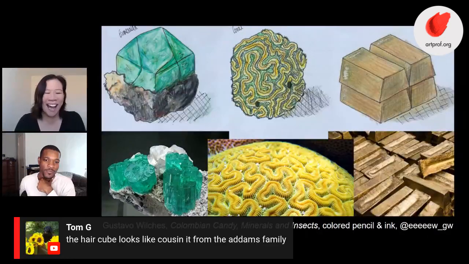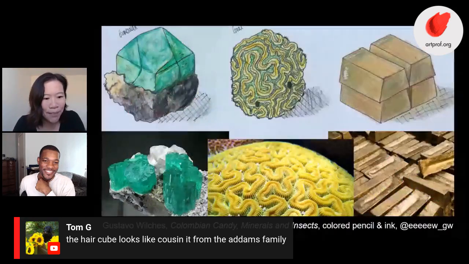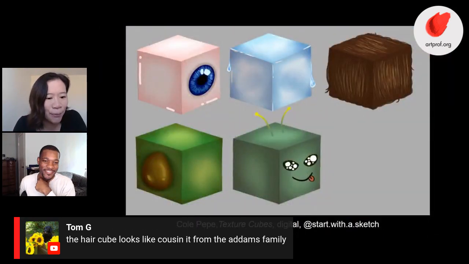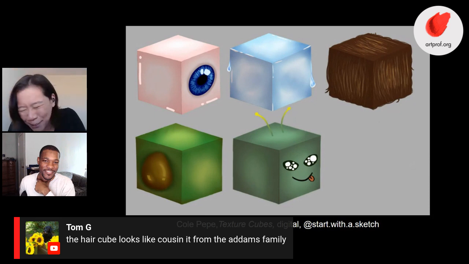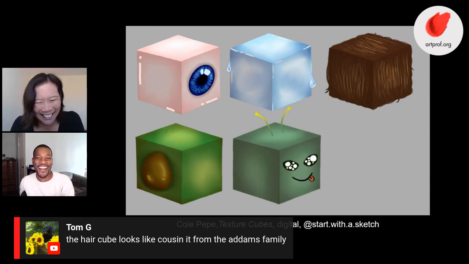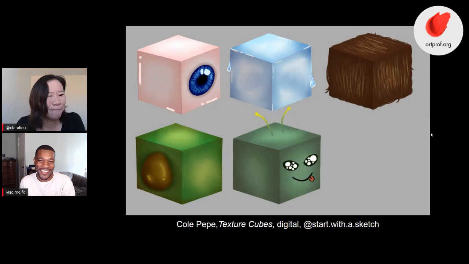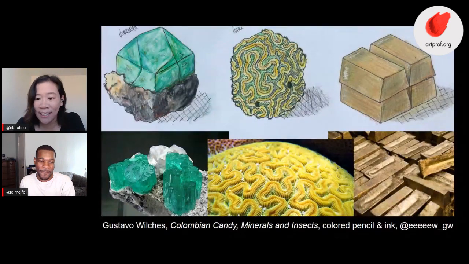Oh, this is a good one from Tom. The hair cube, let me just go back to Cole's piece. The hair cube looks like Cousin It from the Addams Family. That's wonderful. Okay, let's take a look at the next artist.